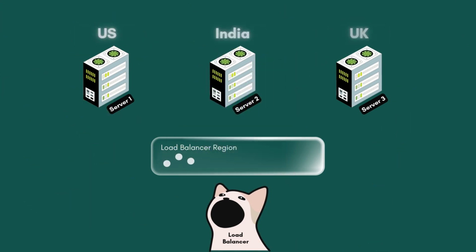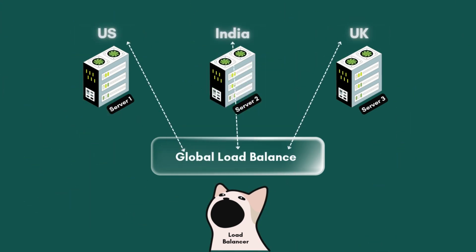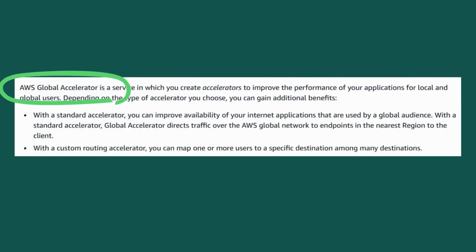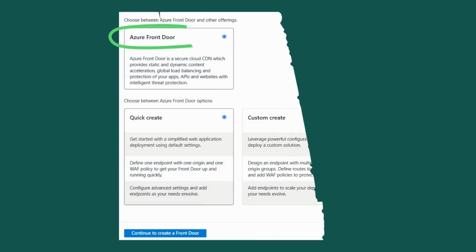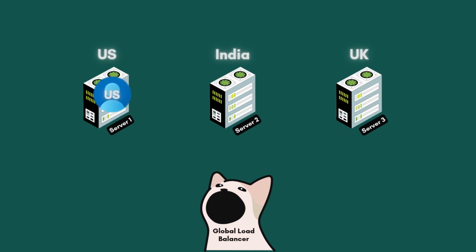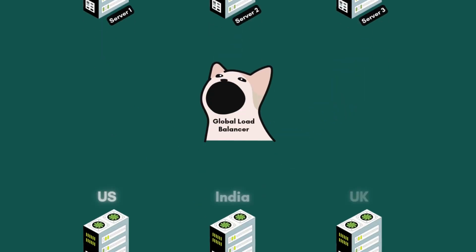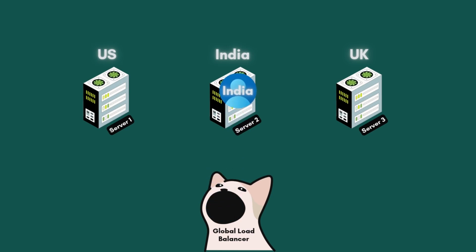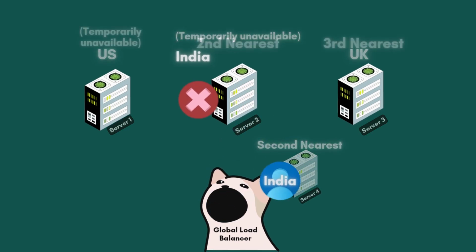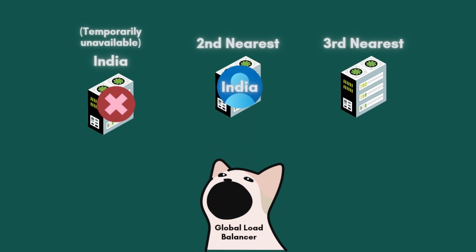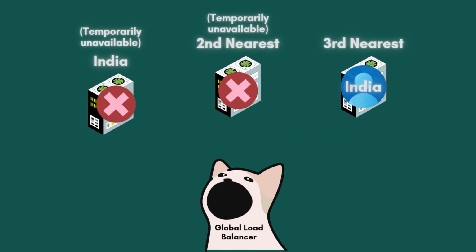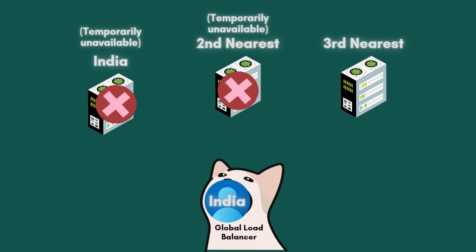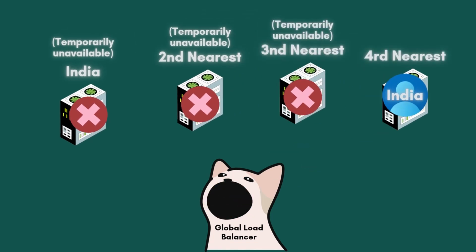But what if you want a multi-region deployment? In that case, you can use a global load balancer, such as AWS Global Accelerator or Azure Front Door. These services are designed to route users to the closest healthy region around the world. For example, if a user sends a request from India, the system will typically route them to the nearest healthy region, such as an India or nearby Asia region if one is available. This way, users are always directed to the best available region based on latency and availability.